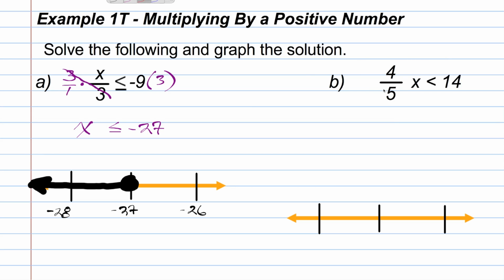In example B, it's a little bit different. We have a fractional coefficient here. We have 4/5 times x is less than 14. A lot of students, because this is times here, want to divide each side by 4/5. If you know how to do that on a calculator, that's perfectly fine. But if you don't have a calculator and you need to do it by hand or show some work, what you would want to do is multiply by the reciprocal of 4/5, which is 5 over 4.